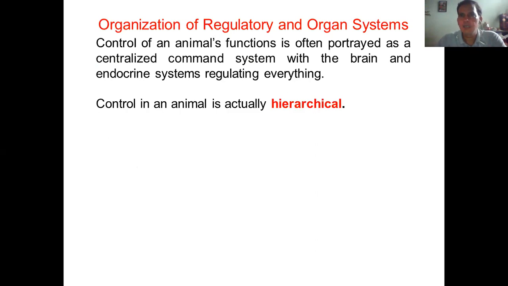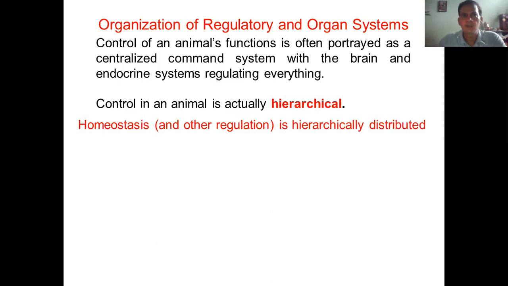Organization of regulatory and organ systems. So control of animal function is often portrayed as a centralized command system with the brain and endocrine system regulating everything. So it is the brain which is regulating the body functions, the different systems, by way of the endocrine system, the hormones. So control in animals is hierarchical. So it's kind of step by step. So homeostasis and other regulation is hierarchically distributed.